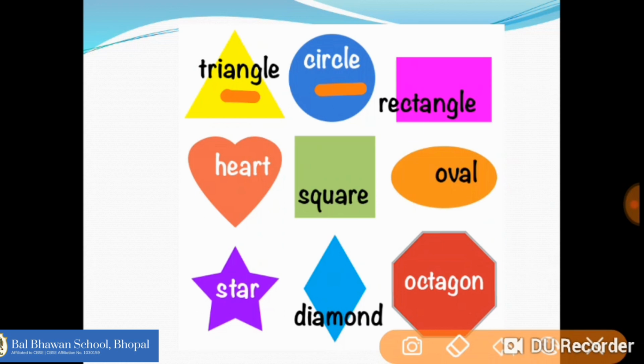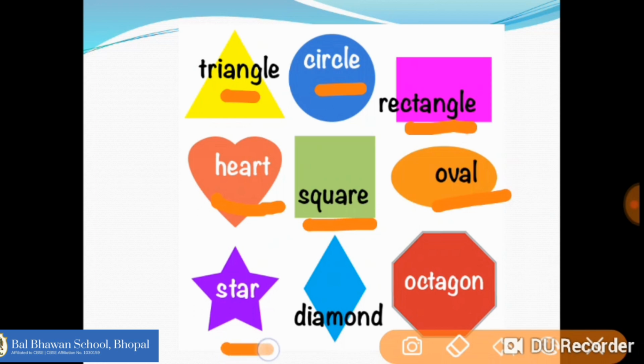Next shape is a rectangle. Is rectangle a polygon? Yes, of course. Rectangle is a polygon because it is a closed shape and it is made up of 4 line segments. Heart. Is heart a polygon? No, heart is not a polygon because it is not made up of line segments. Next shape is a square. Is a square a polygon? Yes, of course. Oval. Oval is not a polygon because it is not made up of line segments.